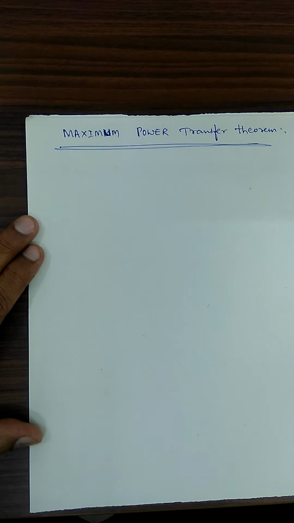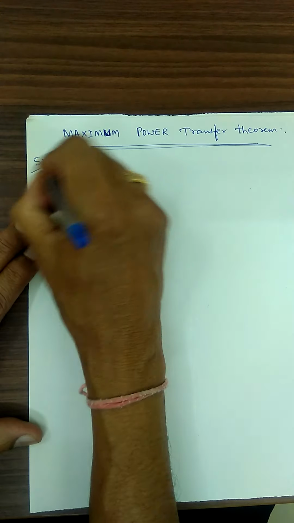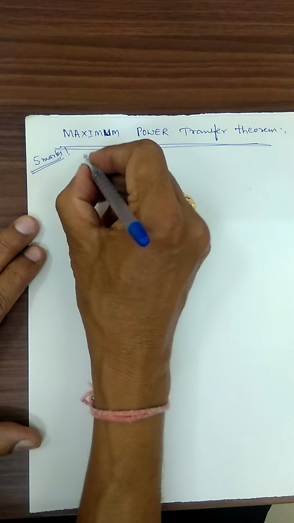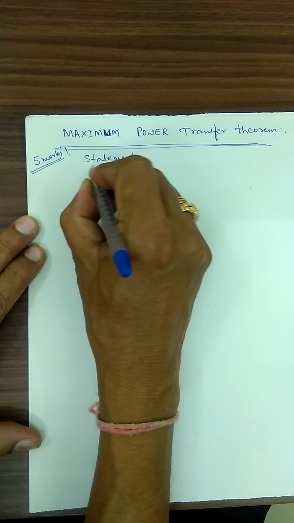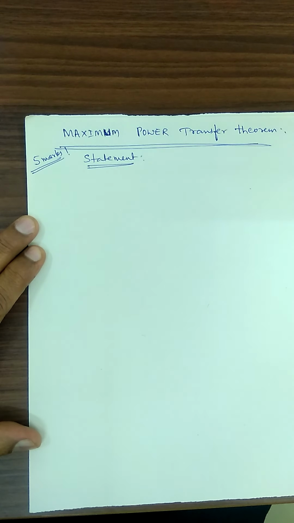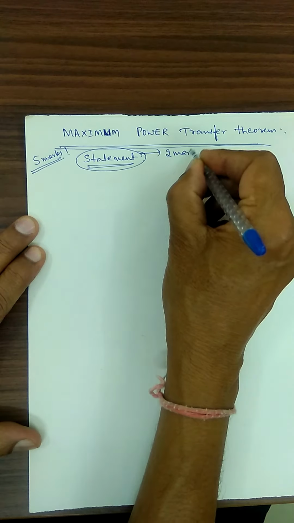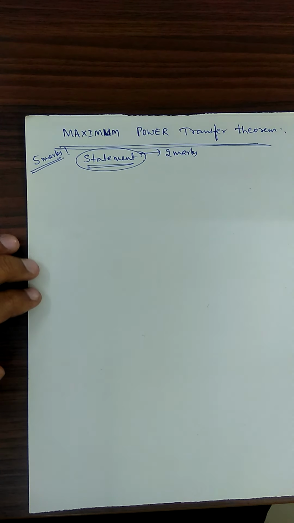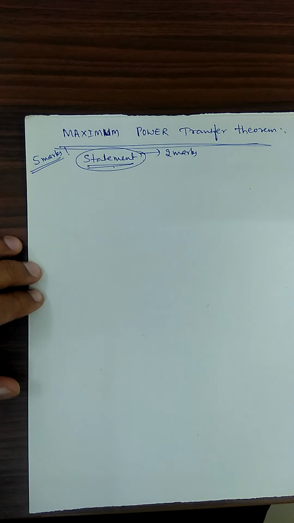We usually ask for it as a 5 marks question. First, the statement. State the maximum power transfer theorem carries 2 marks. Statement only, it carries 2 marks. State and explain, or state and prove the maximum power transfer theorem, carries 5 marks or 6 marks on some occasions.